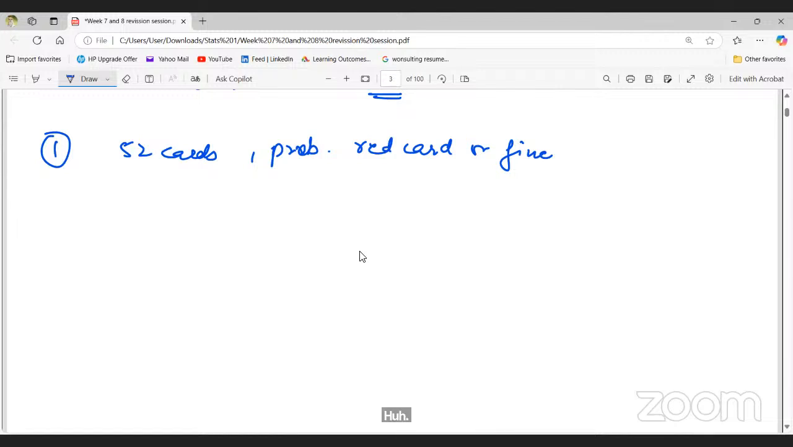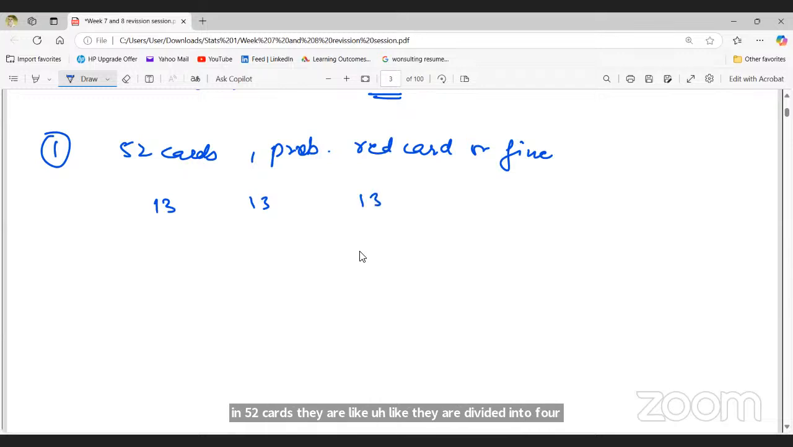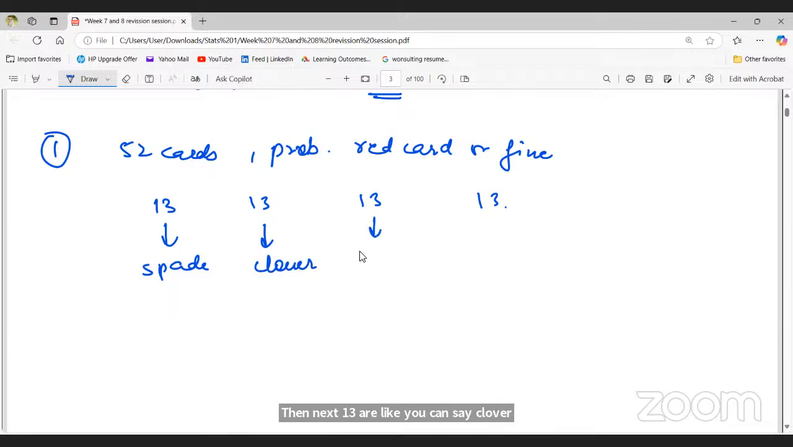Okay, just a second, first let me tell what the cards are that are present in 52 cards. In 52 cards, they are divided into 4 groups of 13, 13, 13, and 13. The first 13 are the spade cards. The next 13 you can say are clover shape. The third is diamond, and the fourth is heart shape. These are the shapes.